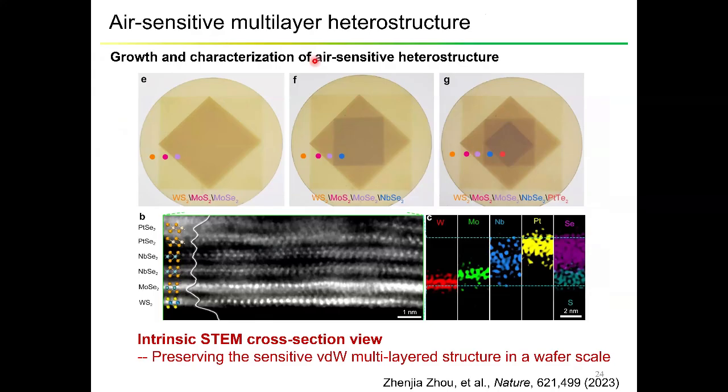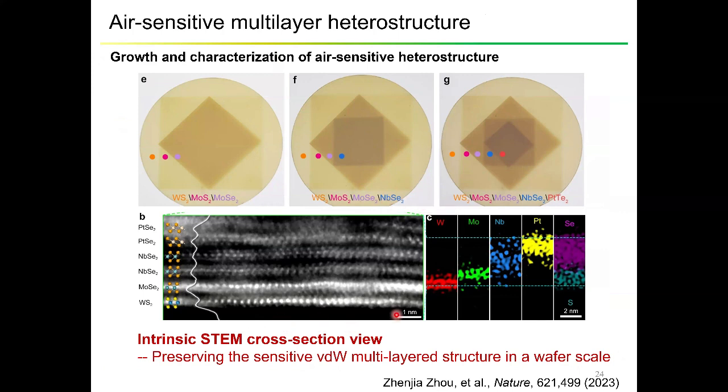And it is also good for multi-layer sensitive material, what we call air sensitive heterostructures, because we all know that superconducting material, just as I said before, niobium selenide, is really air sensitive. So once you expose it to air, you can no longer observe superconductivity in the NbSe2 anymore. Okay.